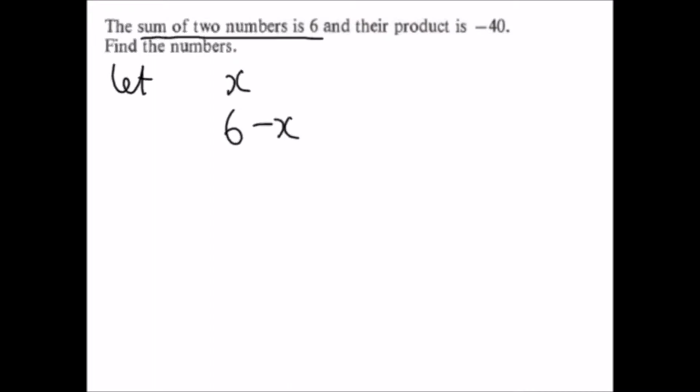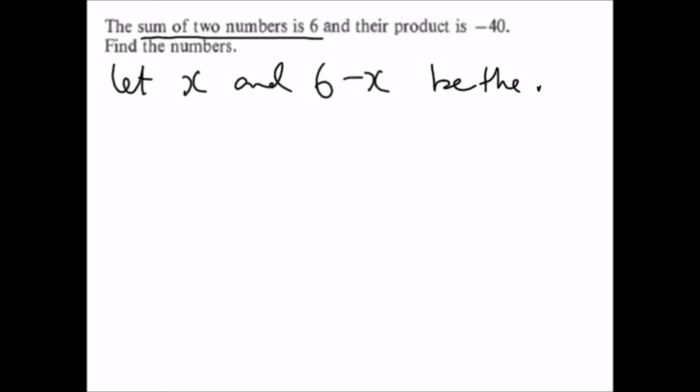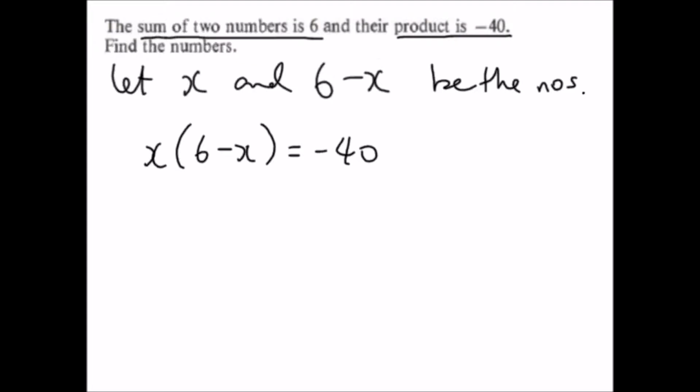So let x and 6 take x be the numbers. Now we're told their product is negative 40. Therefore I know that x times by 6 take x is negative 40. And that's an equation that we can solve.